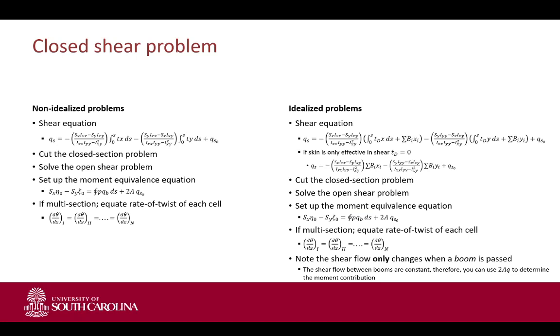So that's the thing about shear flows, using idealized sections and non-idealized sections. When we have a closed section, we have to take into account the correction shear flow, and when we have multiple closed sections, we have to take into account the rate of twist.